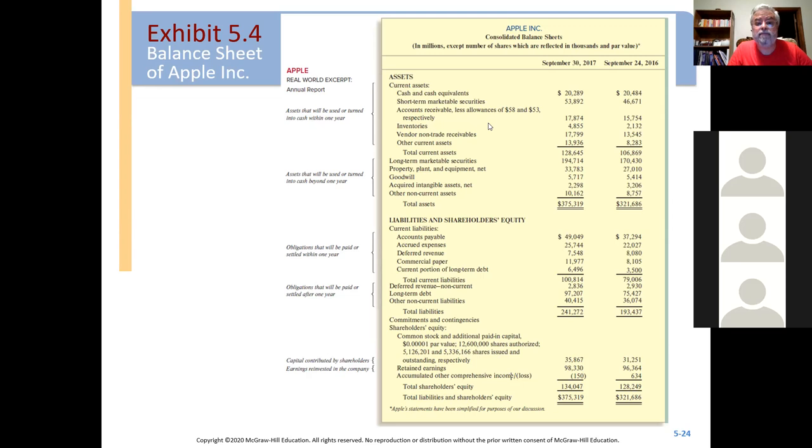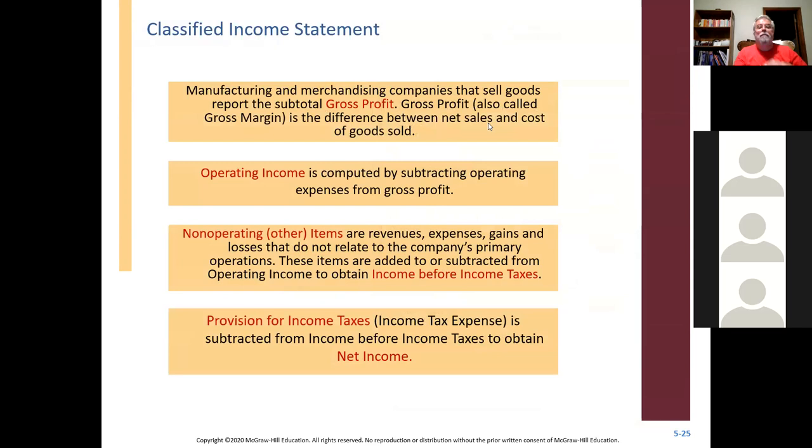Okay. Now, when it comes to the income statement, again, the classification, or this classified income statement, really focuses on process. The process, when we're dealing with manufacturing and merchandising companies that sell products, we want to communicate a statistic called gross profit. Gross profit, also known as gross margin, is nothing more than the difference between a company's sales and its cost of goods sold.